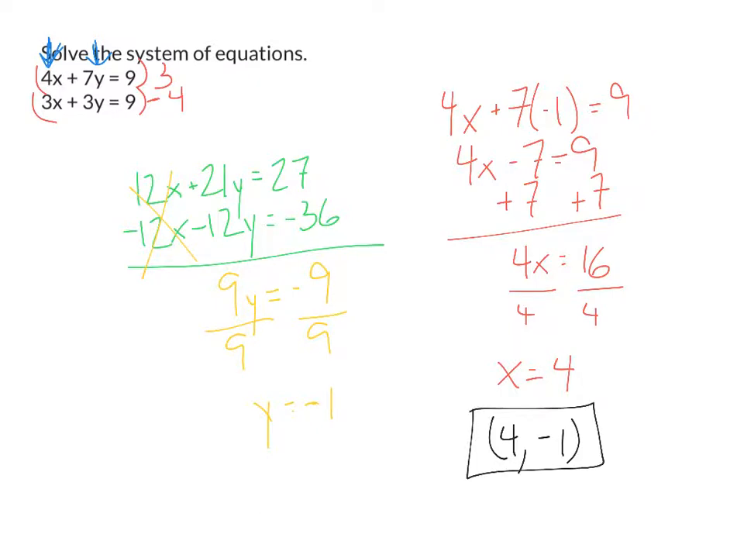Okay, and so that's how we can solve a system of equations if when we add or subtract right away, they don't cancel. For right now, we are done.